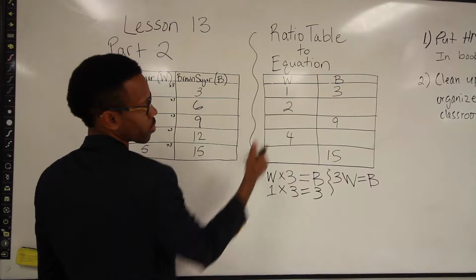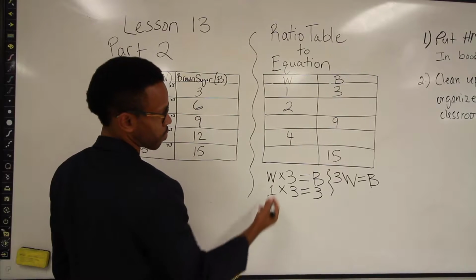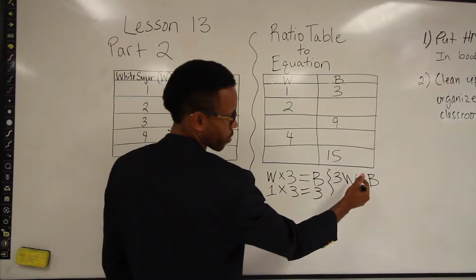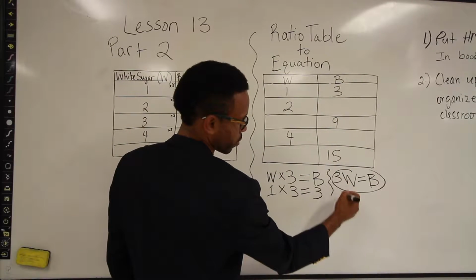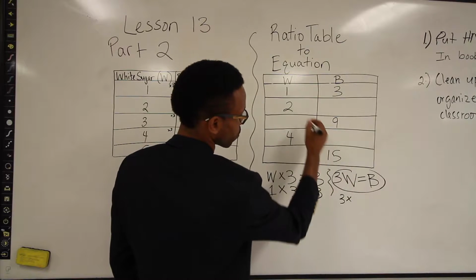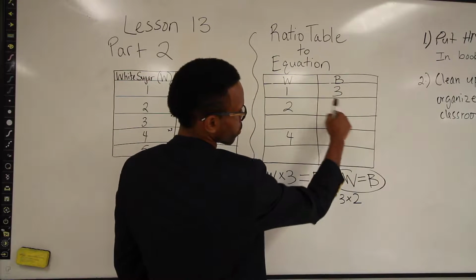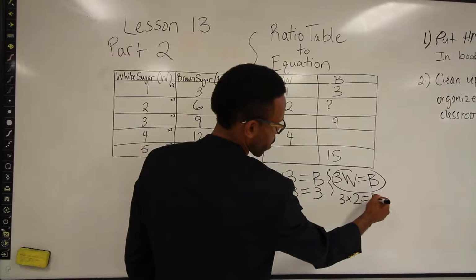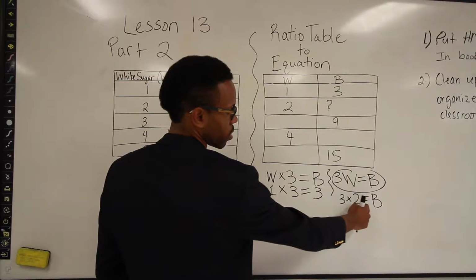So let's try our equation again. Let's put it to the test. Now my W is 2. I'm going to plug it into my equation here. If W is 2, that means 3 times 2. I'm plugging in the 2. This is the information I know. This is the information B, this is the unknown. I want to know how many cups of brown sugar that will be. 3 times 2 equals 6.